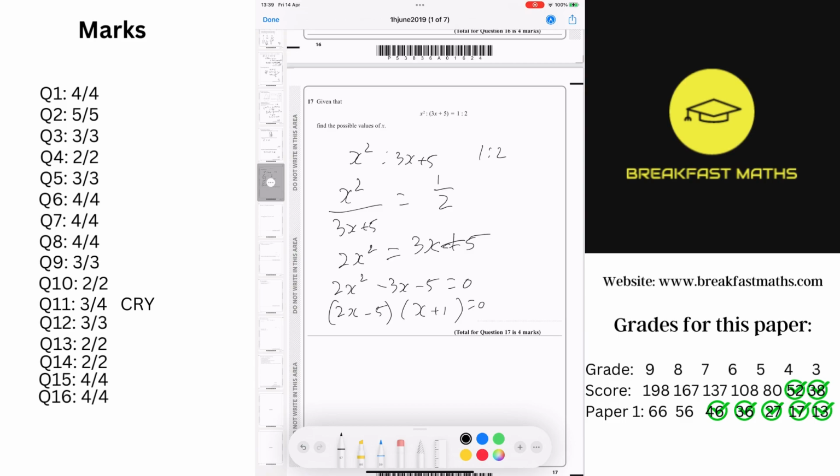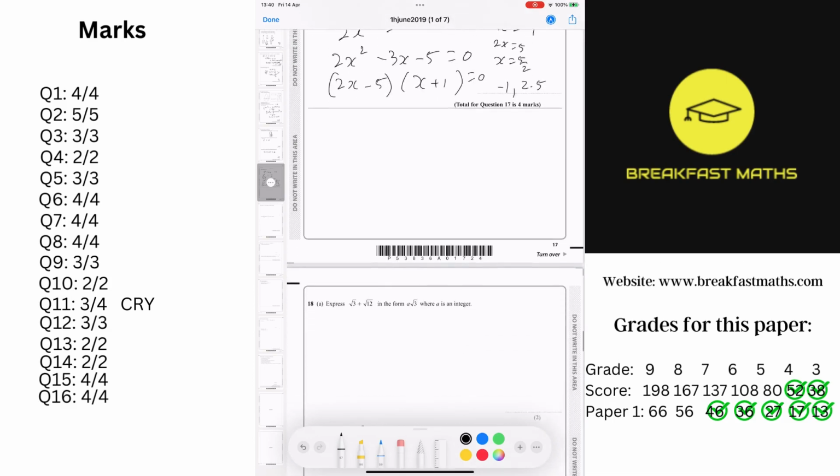Okay, so for this we end up with x equals negative 1 as one of the solutions. 2x minus 5 equals 0, so 2x equals 5, and x equals 5 over 2 as another solution. So we've got minus 1, and that's 2.5 as a number there. Okay, can't be 0. Yeah, that's all fine, I think.